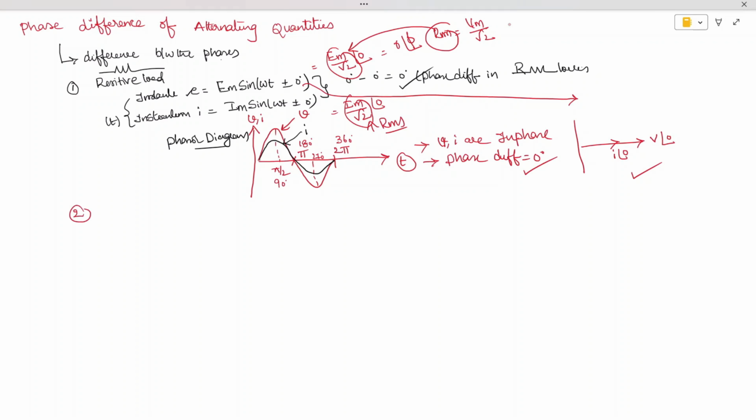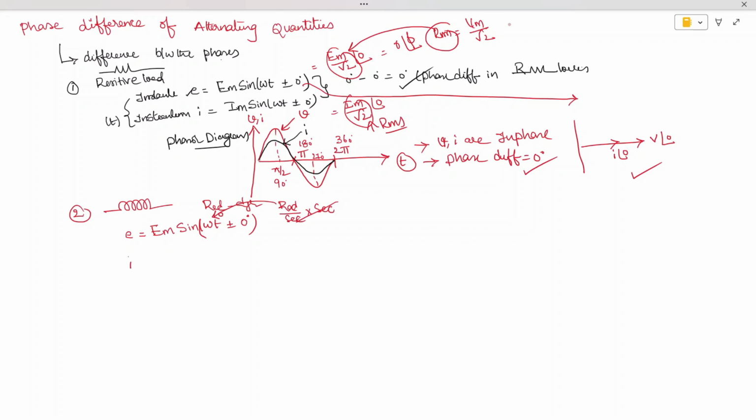Second case, let's consider an inductive load. When you have an inductive load, the instantaneous value of induced EMF e is equal to E maximum into sine of omega t, and it doesn't have any angle, 0 degrees. Already I told you this is also in degrees. Why? Because omega is radian per second, and t is in seconds. The seconds will cancel, so this is in radians and this is in degrees. Both are angular values. No issue, that's why you can do it like this.